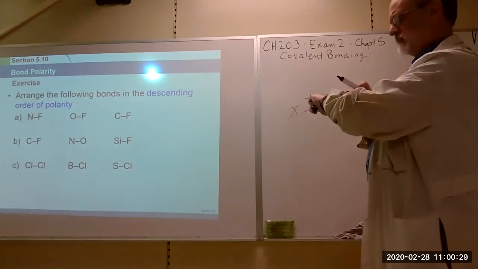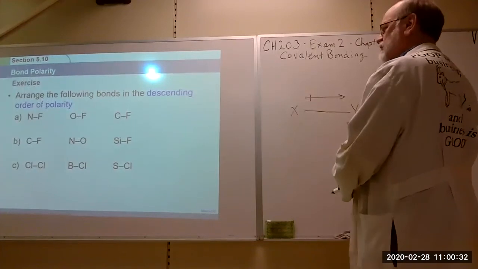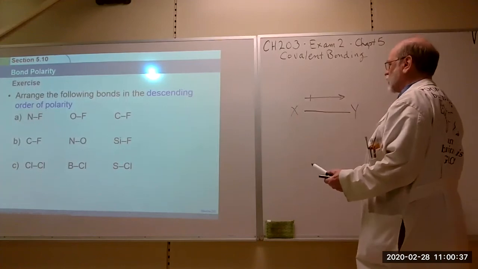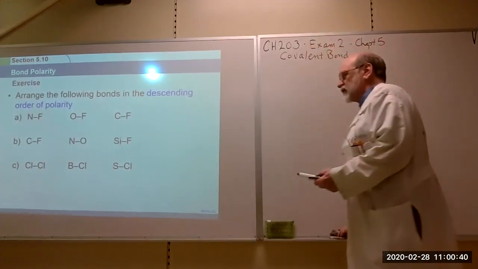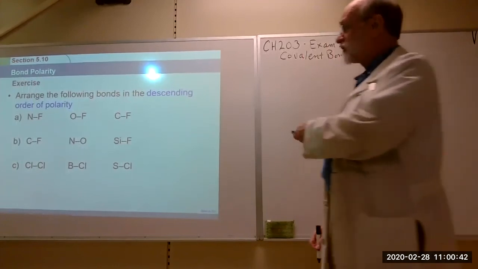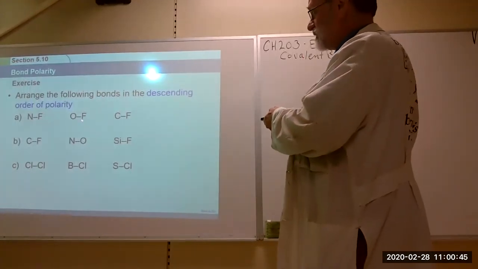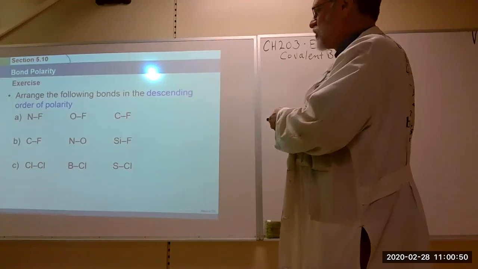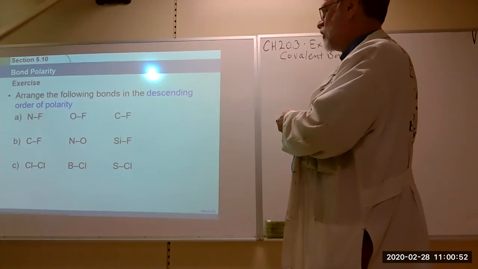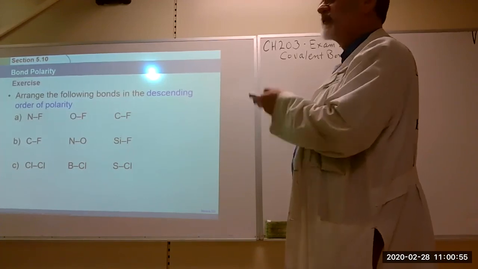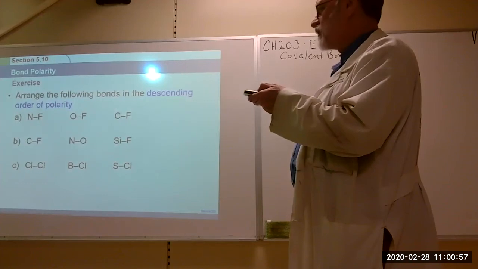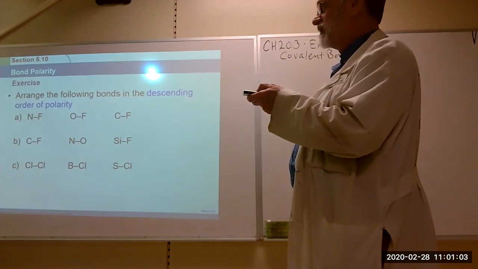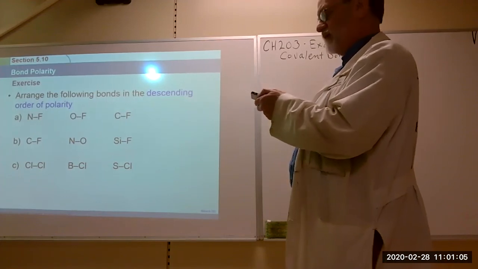Okay. Arrange the following bonds in the descending order of polarity. That is, the most polar to the left and the least polar to the right. So this one should be easy because fluorine's there, right? So they're all going to be polar bonds. Which ones have the greatest separation will be the most polar. So let's see, fluorine, it looks like nitrogen's furthest to the left. No, carbon. So it should be CF first, then NF, then OF.